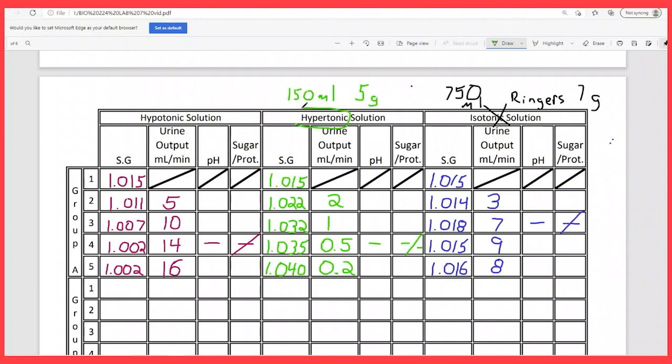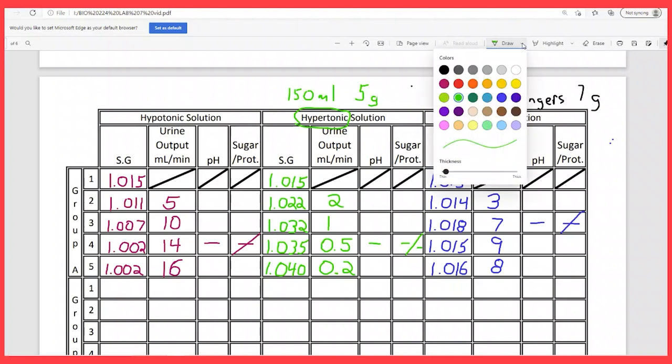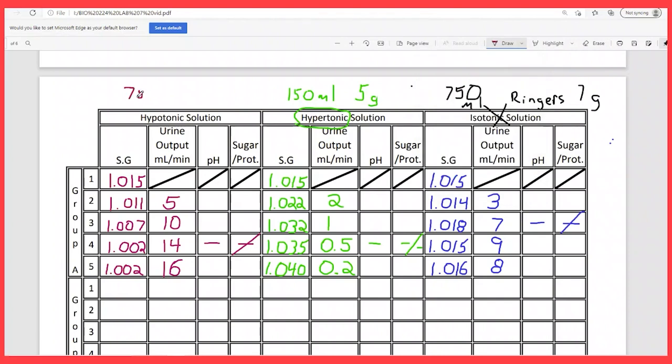Hypertonic, that's what we made their blood become. The hypotonic person drank 750 mils of just distilled water. So 750 mils of water only, that's what this person had. Now, when we look at what occurred, I want you to pay attention here.